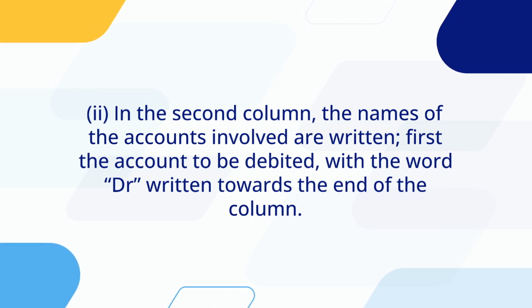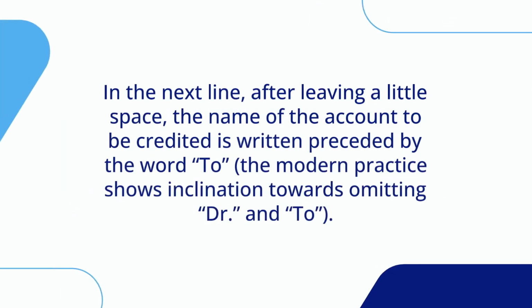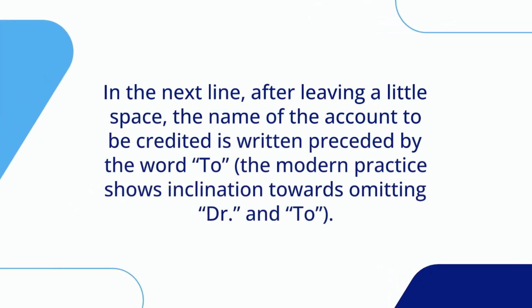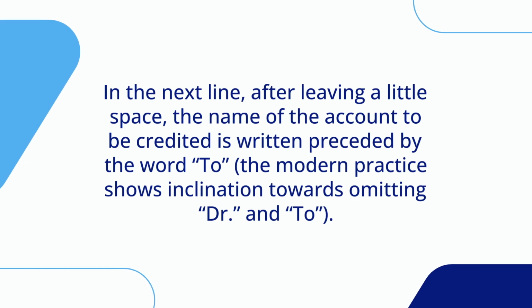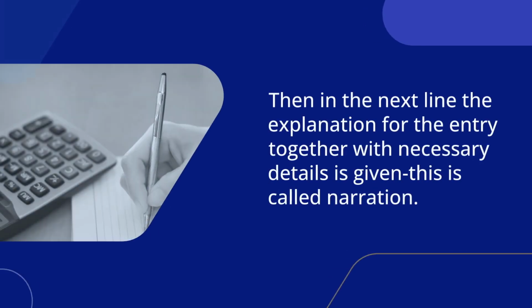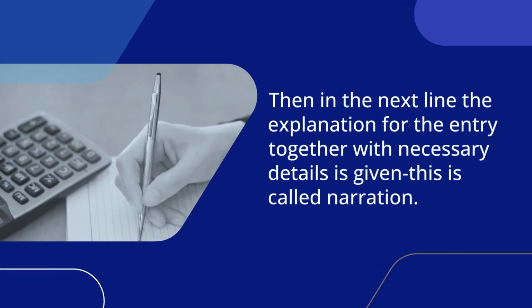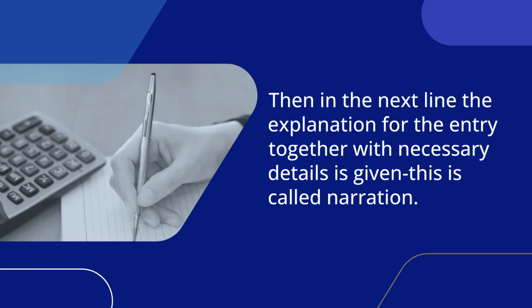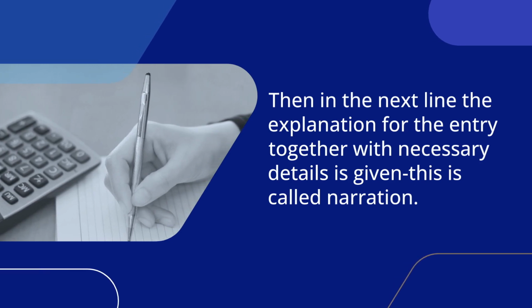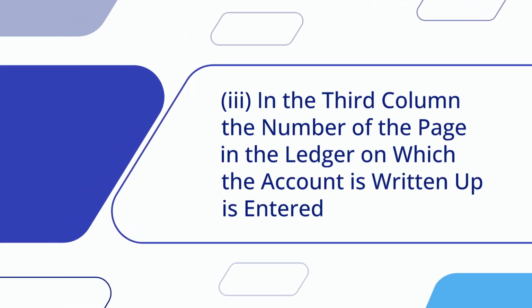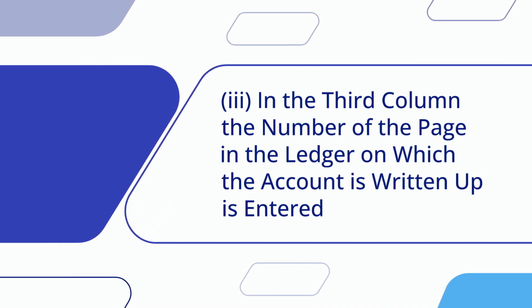First, the account to be debited with the word DR written towards the end of the column. In the next line, after leaving a little space, the name of the account to be credited is written preceded by the word to. The modern practice, however, shows an inclination towards omitting the DR and to. Then, in the next line, the explanation for the entry together with necessary detail is given. This is called narration. In the third column, the number of the page in the ledger on which the account is written up is entered.